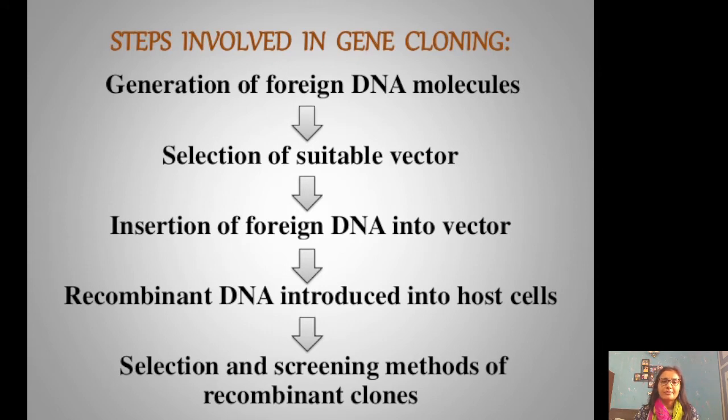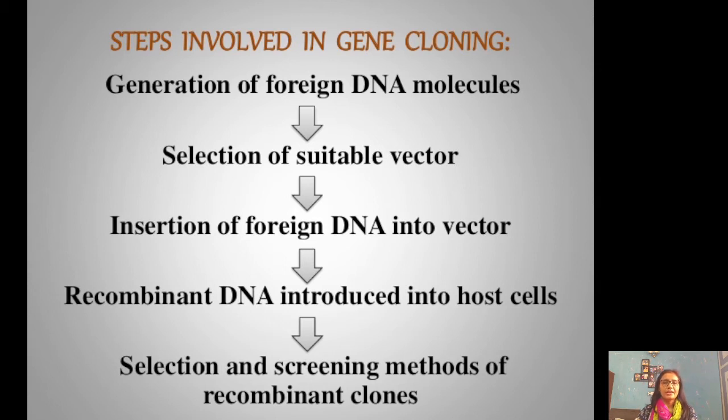The first step is to identify the gene to be cloned. Then we have to isolate that gene from the specific individual cells. Then we take this gene and transfer it to a specific vector, which works as a vehicle. In these steps of gene cloning, we first have to generate the DNA molecules. For this, we identify a specific species or specific individuals whose gene we want to clone.